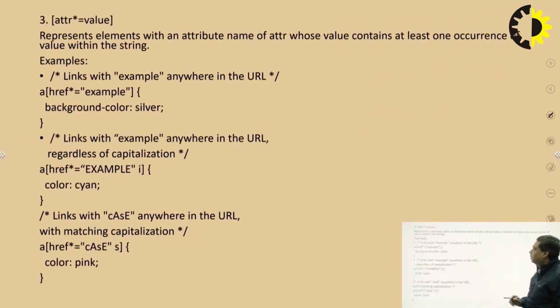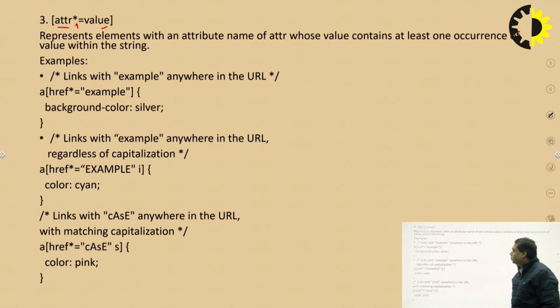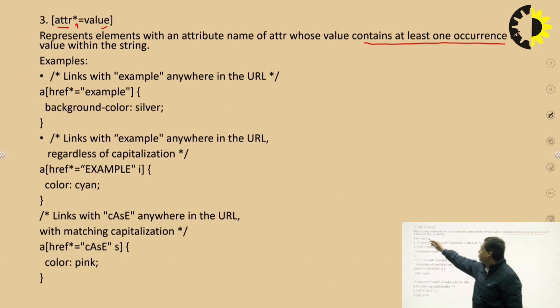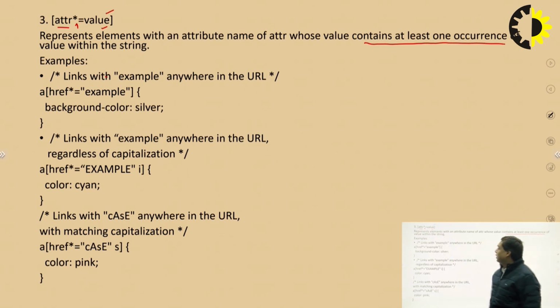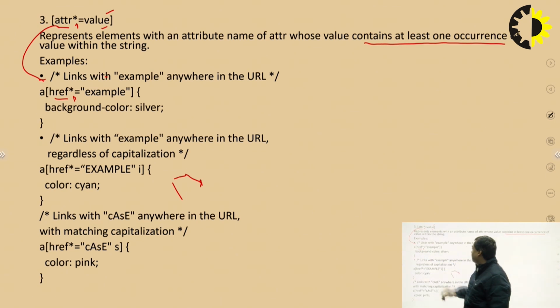Next, we have the rule where we give the name of the attribute, put the star here and give a value here. Putting the star gives the information that at least one occurrence of a particular value should be present. So if you have given a value, the value must be present at least one time. Then this CSS will be applicable. Here you can see an example of this rule. The name of the attribute is href, and we have given the star, and the value is equal to example.